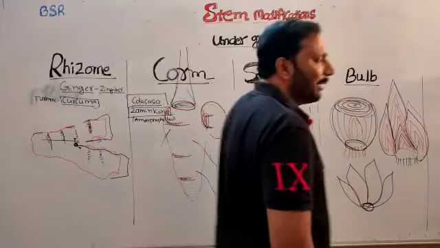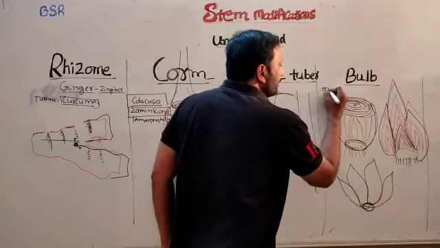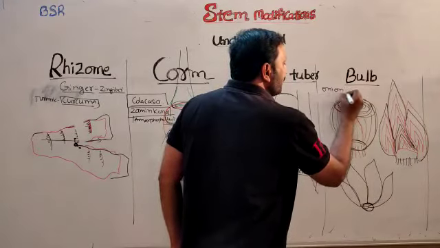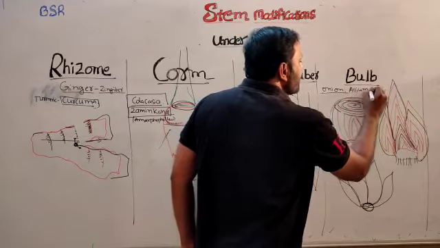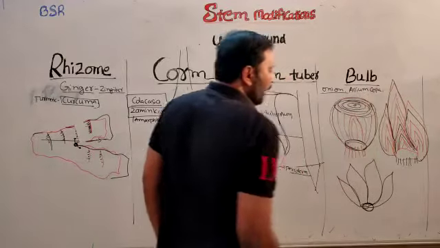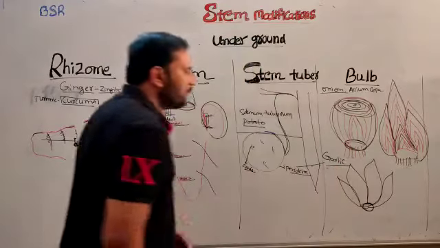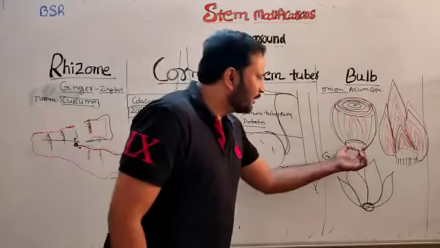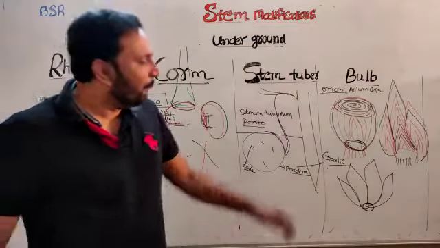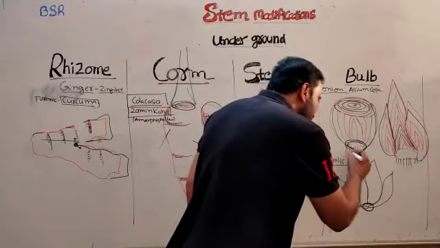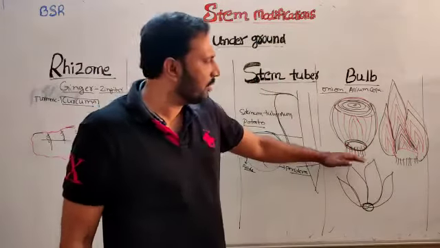And the last one is bulb. Bulb example, onion, Allium cepa, and another example, garlic. In onion, the stem is reduced into a completely disc-like structure. Below the disc-like structure, some special adventitious roots are there. So these are the adventitious roots.